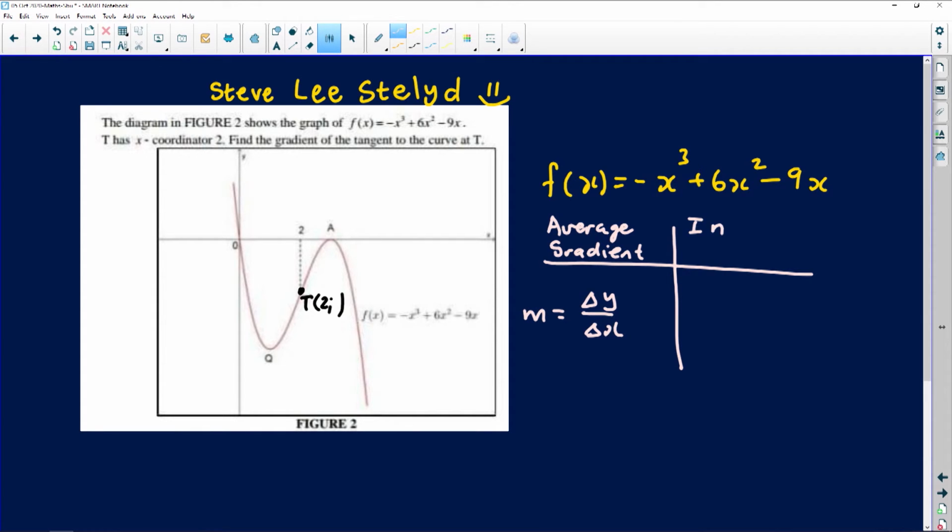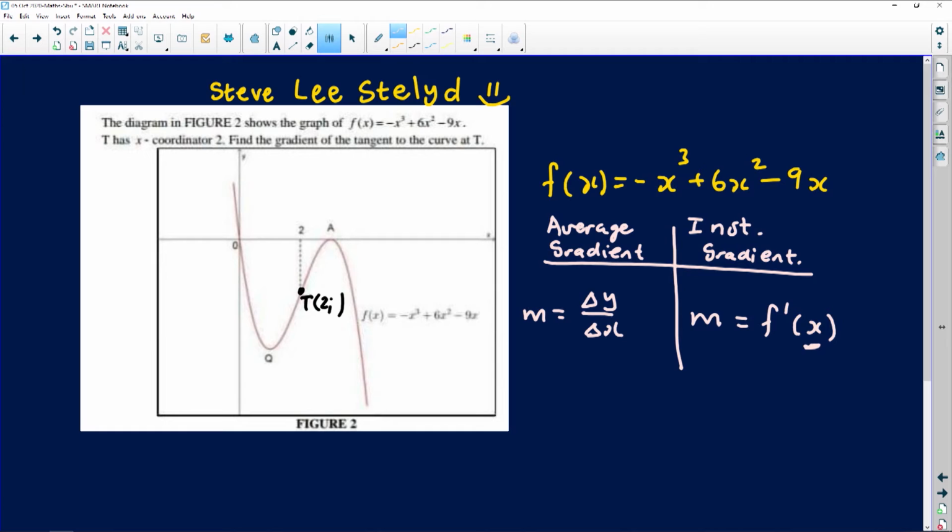And then there's another gradient which is called instantaneous gradient. That's gradient at an instant, like instant porridge. It's gradient now, not tomorrow, not between points that are too far. It is gradient at one point. And we find that by doing what? By finding the derivative and substituting our x with whatever the x value is at that point.